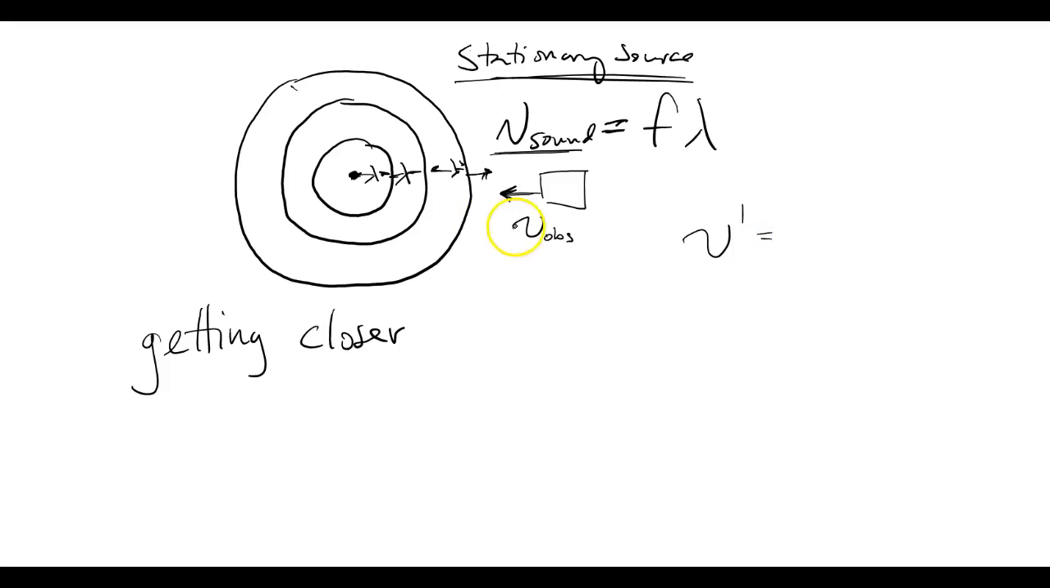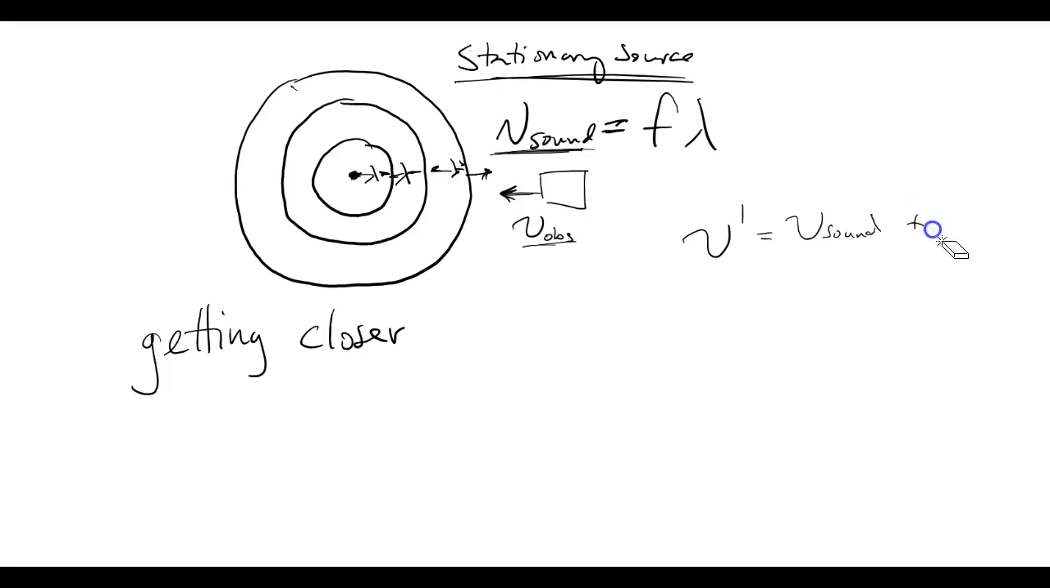So take a look. Imagine that you were still, the observer was still, and these things were moving. They would look like they're moving with that speed plus that speed. So this would be v of sound plus v of the observer. So imagine yourself driving down the interstate.